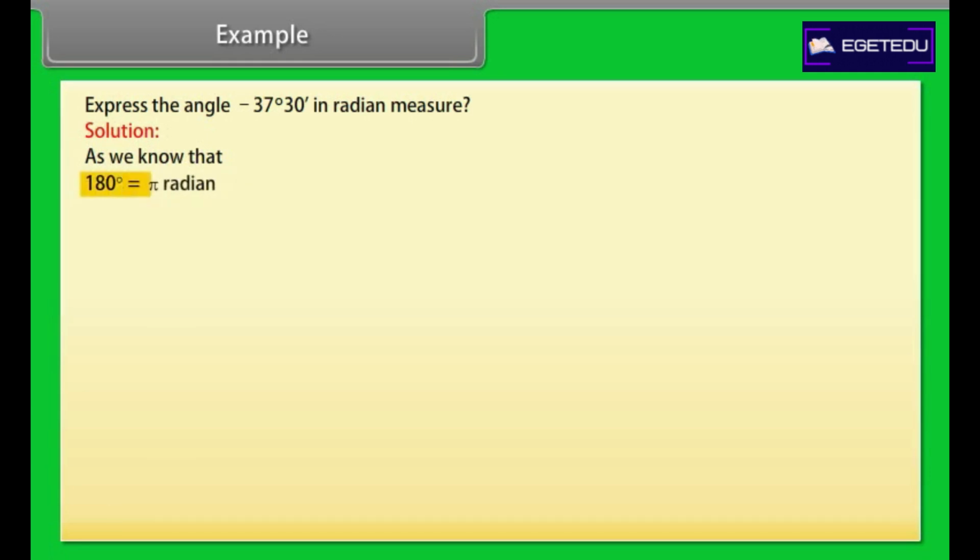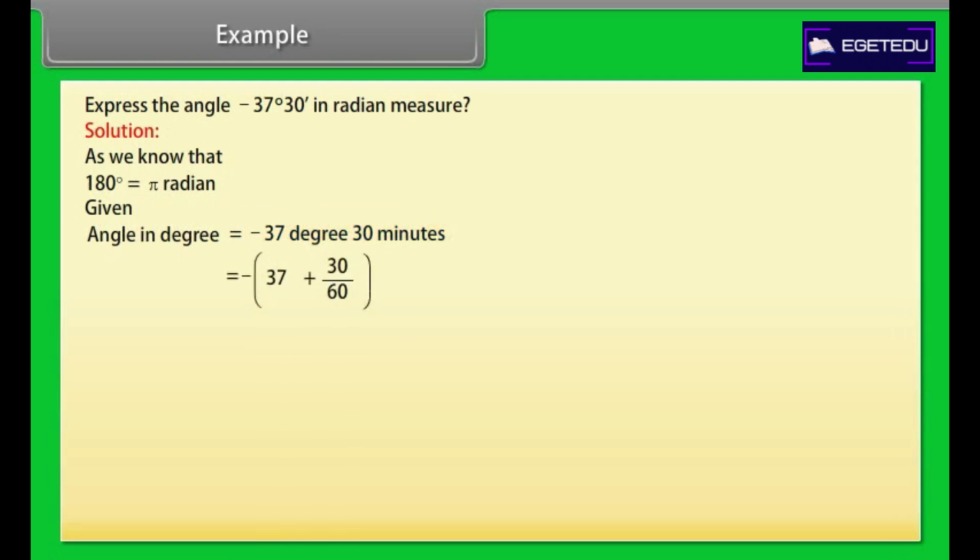Example. Express the angle minus 37 degree 30 minutes in radian measure. Solution. As we know that 180 degree is equal to pi radian. Given angle in degree is minus 37 degree 30 minutes is equal to minus of 37 plus 30 by 60 is equal to minus of 37 plus 0.5 is equal to minus 37.5.